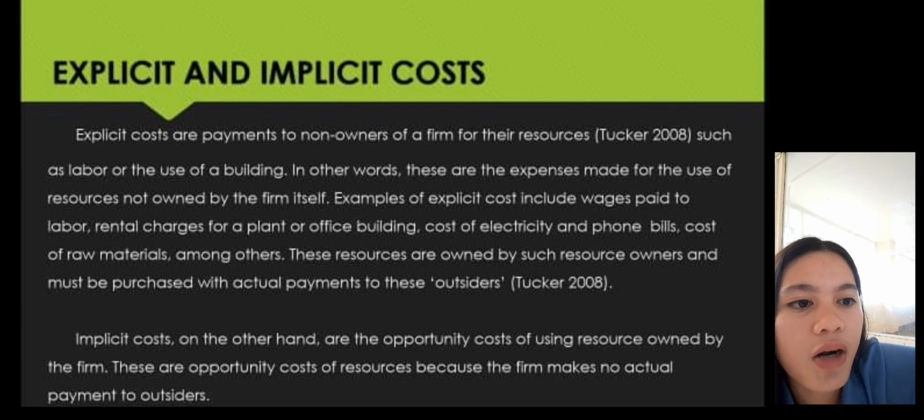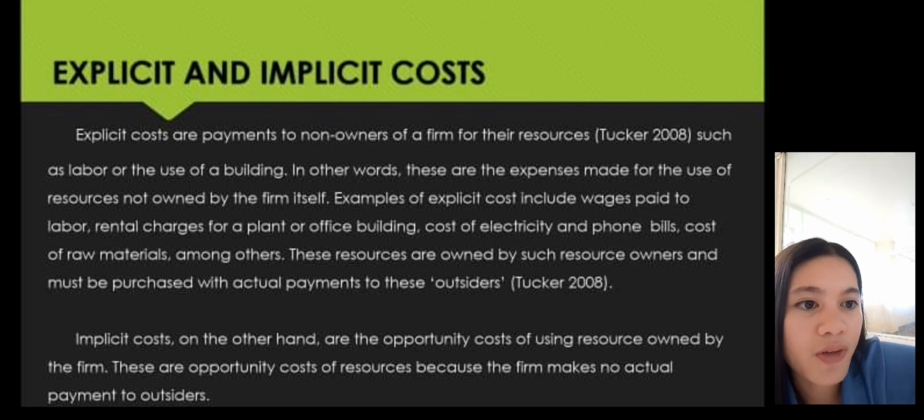such as labor or the use of buildings. In other words, these are the expenses made for the use of resources not owned by the firm itself. So examples of explicit costs include wages paid to labor, rental charges for a plant or office building, cost of electricity and phone bills, cost of raw materials, among others. These resources are owned by resource owners and must be purchased with actual payment to these outsiders.